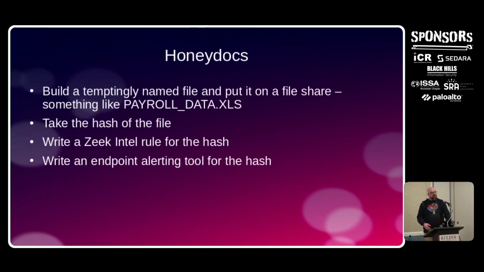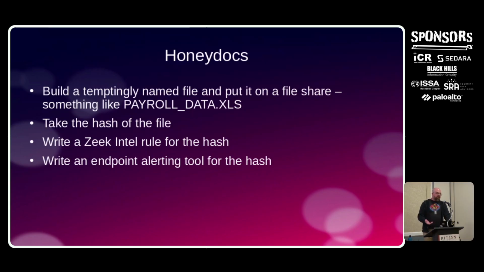Another helpful technique that we can use is honey docs, or honey documents. You build a file, put it on a file share, and name it something like payroll data, employee evaluations, or Q4 fiscal plan. You can even do this with a canary token spreadsheet. You can take one of those Excel spreadsheets generated by the canary token site, put some data in it, and stick it up on a file share somewhere.